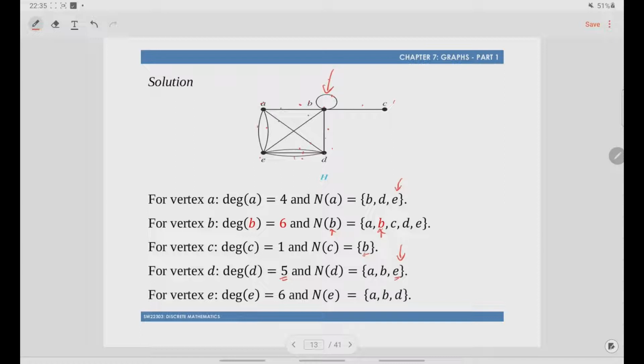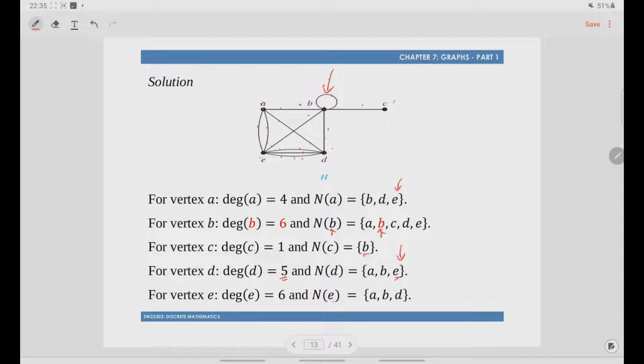For the degree of the vertex E, the degree is equal to 6, because we have 1, 2, 3, 4, 5, and 6. 6 edges adjacent to this vertex E. And the neighborhood of the vertex E, we have A, we have B, and we have D, the vertices connected to E.